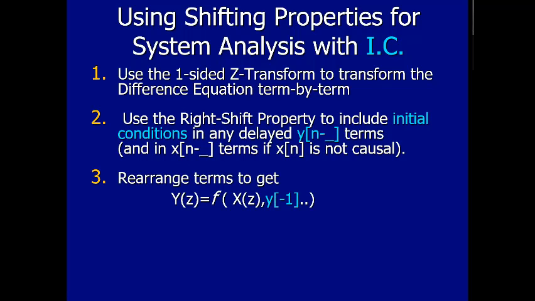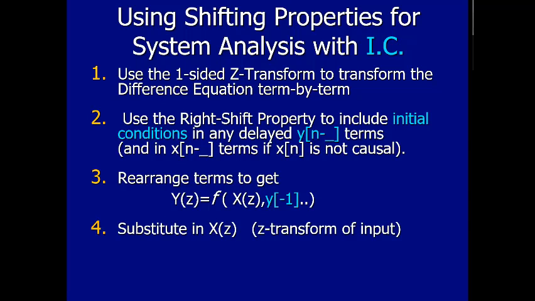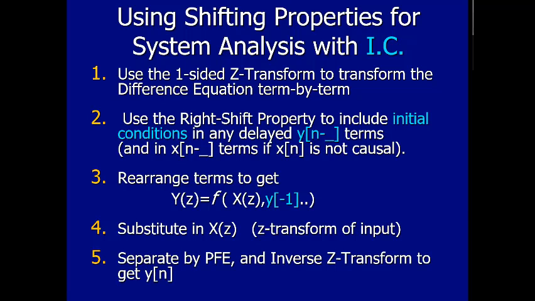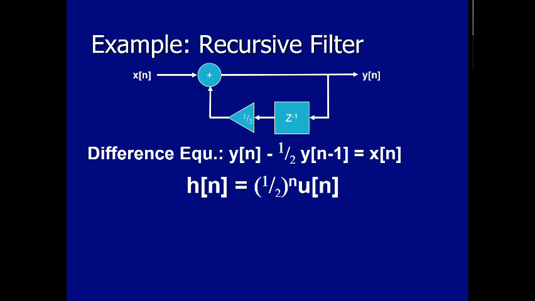Then we simply continue on with the problem. We rearrange it again, so we have Y of z on one side and everything else on the other side, and that gives us the Z transform of the output, in terms of the input's transform X of z, but now also including the initial condition terms. Then we just substitute in the known transform of the input and the known initial conditions, and we have Y of z numerically in a form that we can partial fraction expand and then inverse transform to find y of n. Now that's too many words. We should do an example and see how this works.